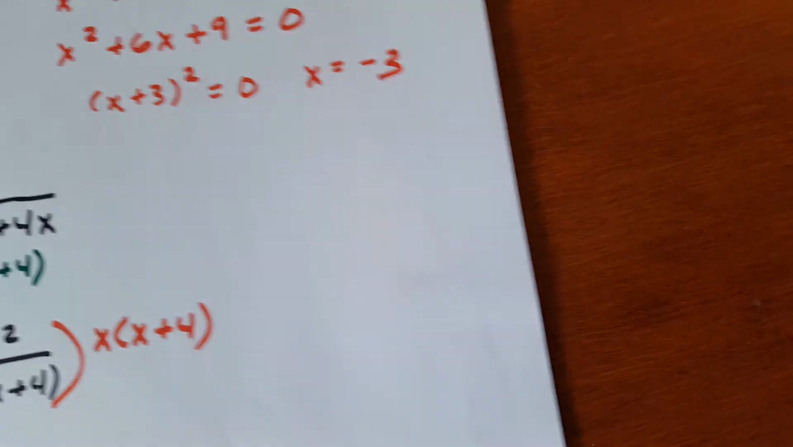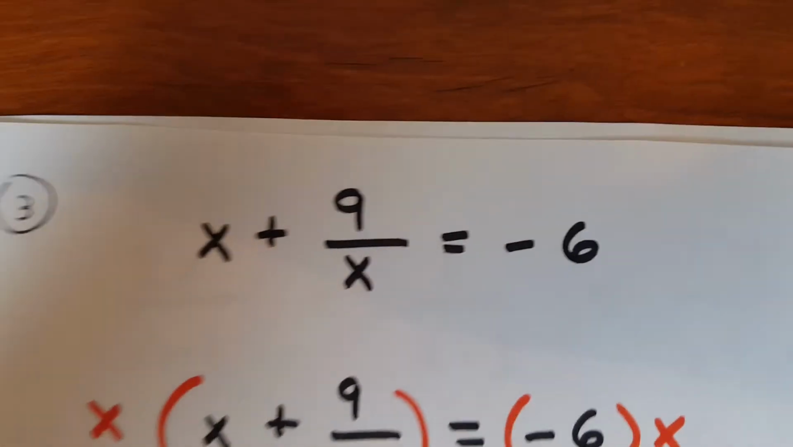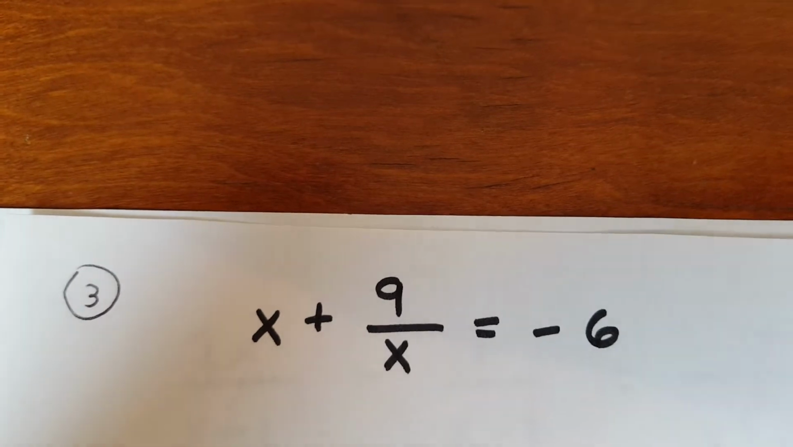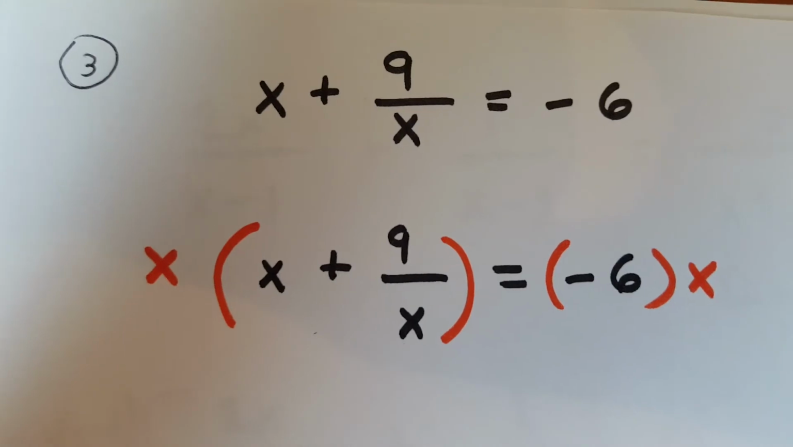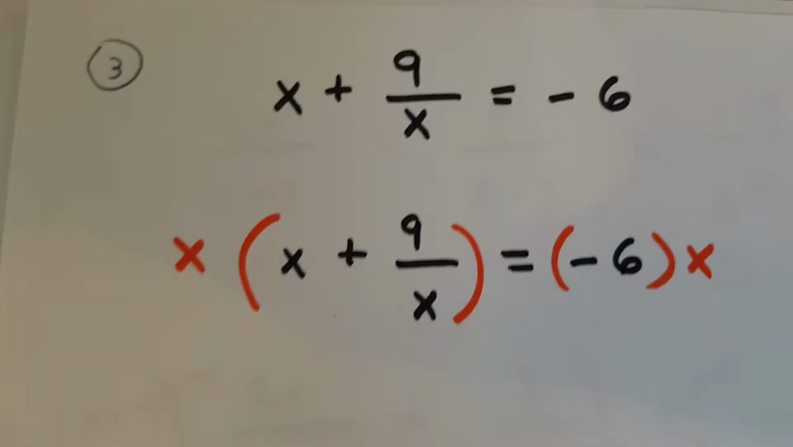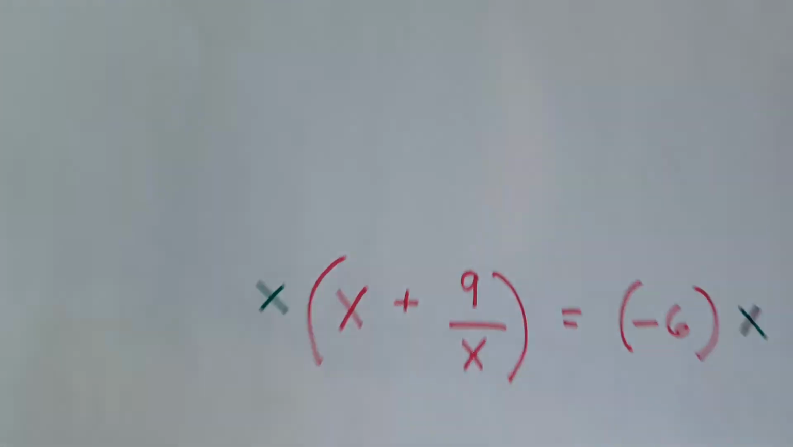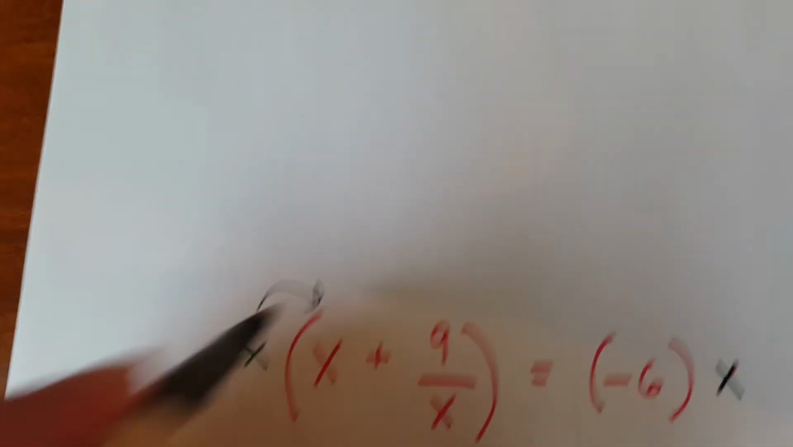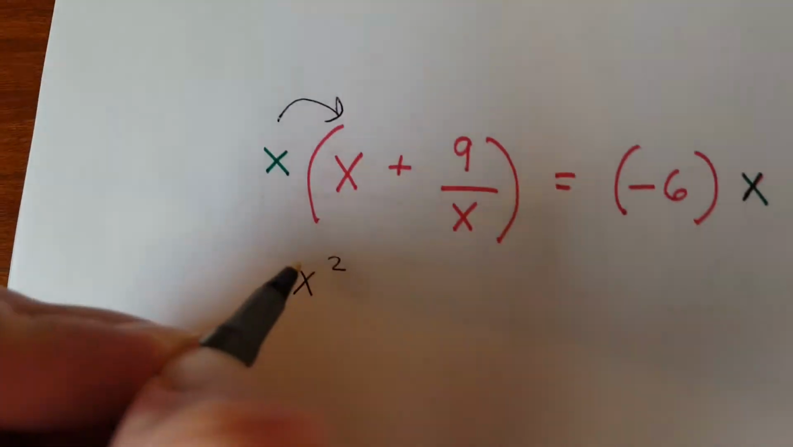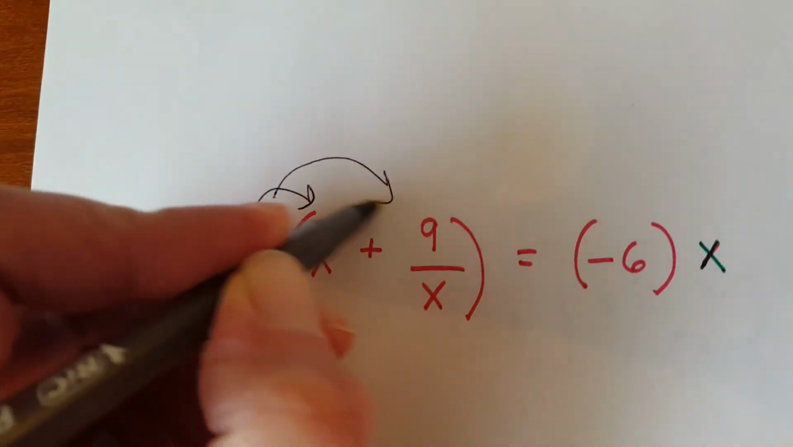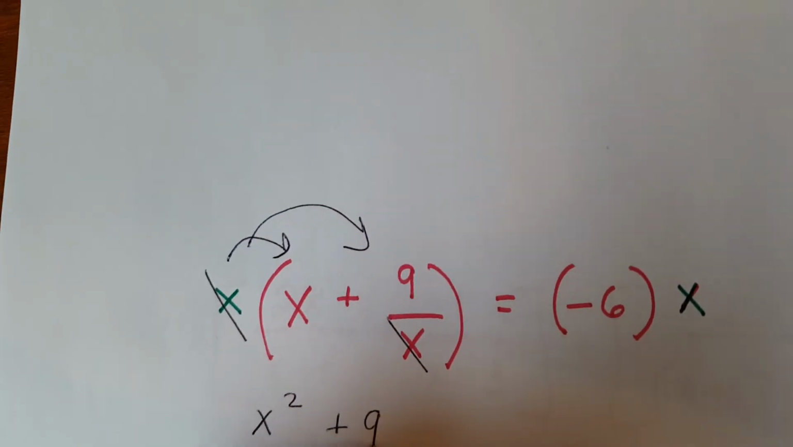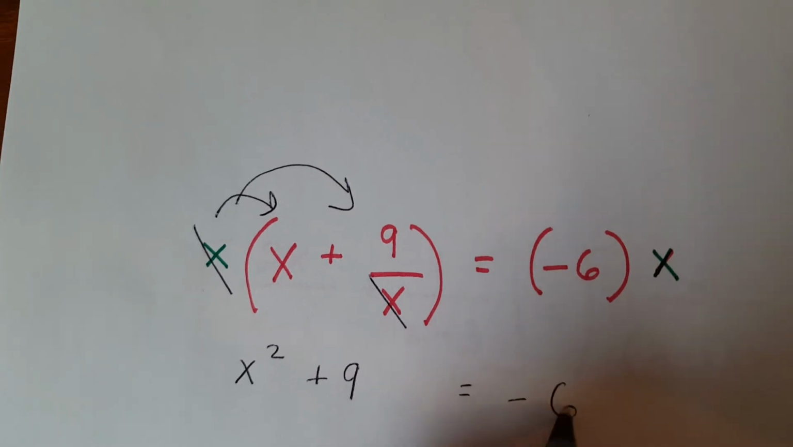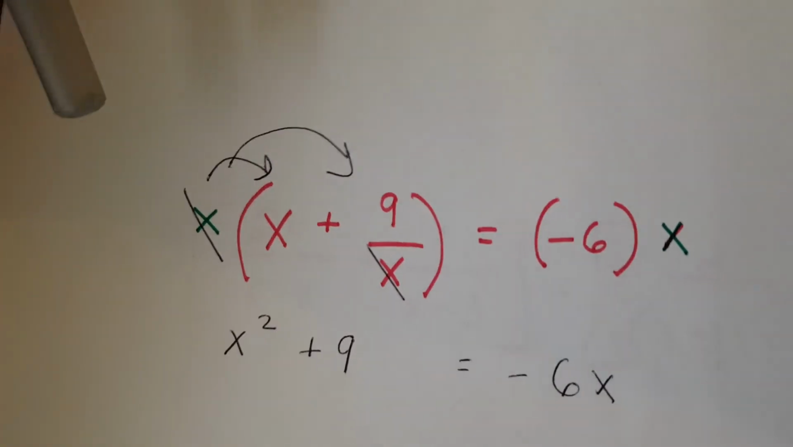Okay, problem 3. Here we've got a similar type of problem, and our least common denominator is just x. So we multiply both sides by x, and let me bring up my scratch paper here. Okay, so distribute. X times x, that's x squared. Into the second fraction, that's gone with that. We just have 9. And then over here, just a negative 6x. Pretty simple, right?